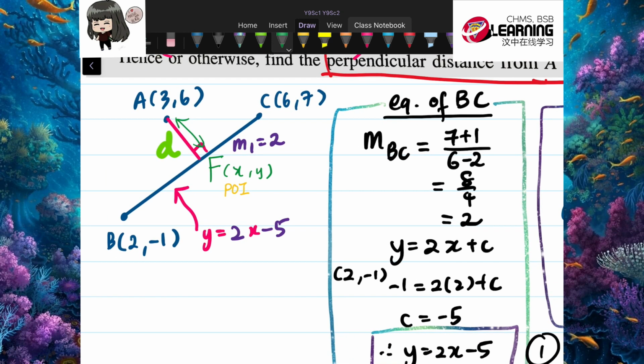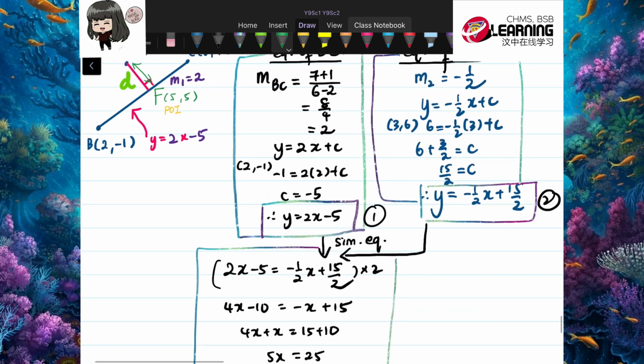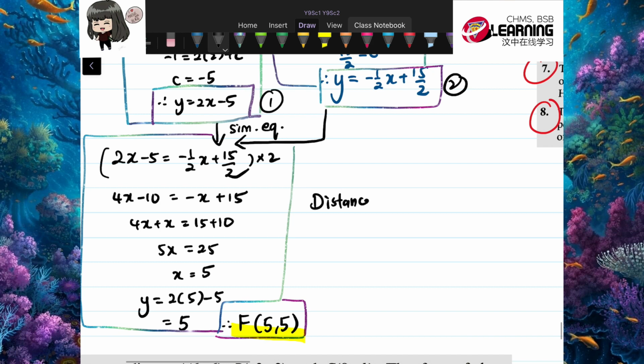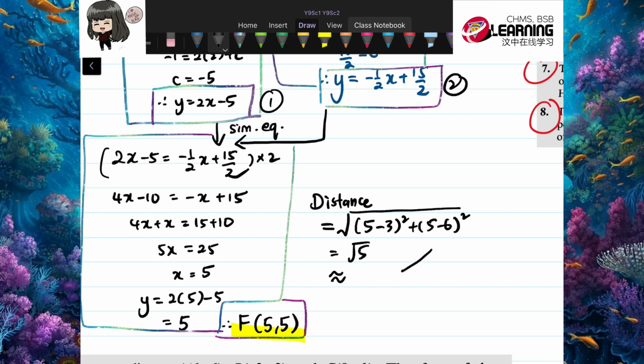We have A (3, 6), and we have F already, which is (5, 5). I found out my (5, 5) already. So you can use the length formula or the distance formula. The distance formula is the square root of (x2 minus x1) squared plus (y2 minus y1) squared. I assume you already know; you can refer to your formula page. I get square root 5, and in 3 significant figures, please find it out on your own. This one I'm not gonna write down for you. Please give me the answer in units, in 3 significant figures.